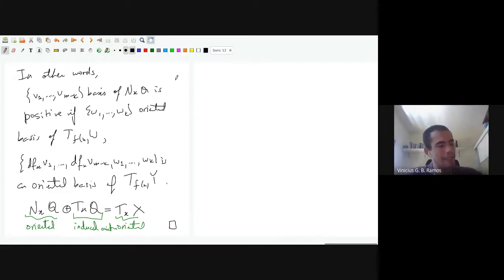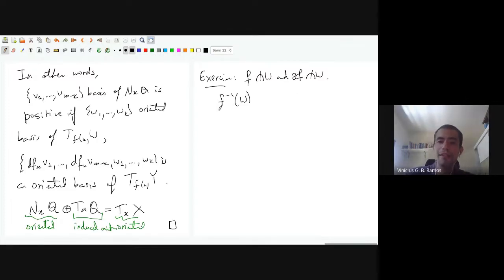Now I'm going to leave an exercise here, which is kind of interesting. Remember that if you pick F to be transverse to W, and the boundary of F to be transverse to W, then the preimage is a submanifold, and the boundary is the intersection. It's basically just the preimage of W by the boundary map.